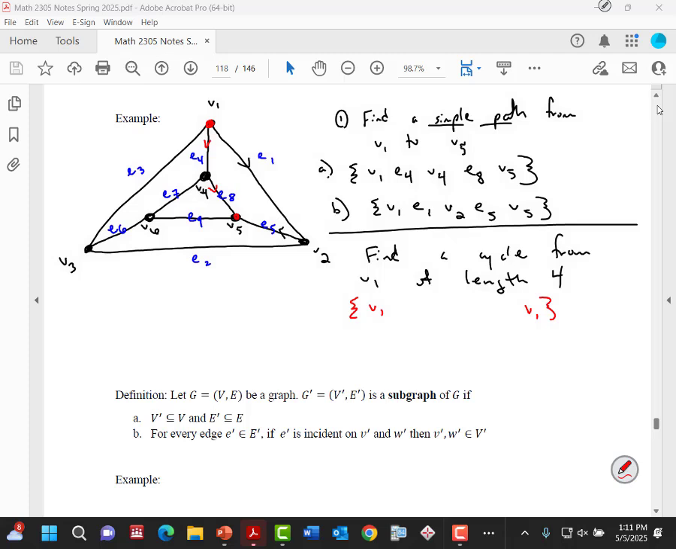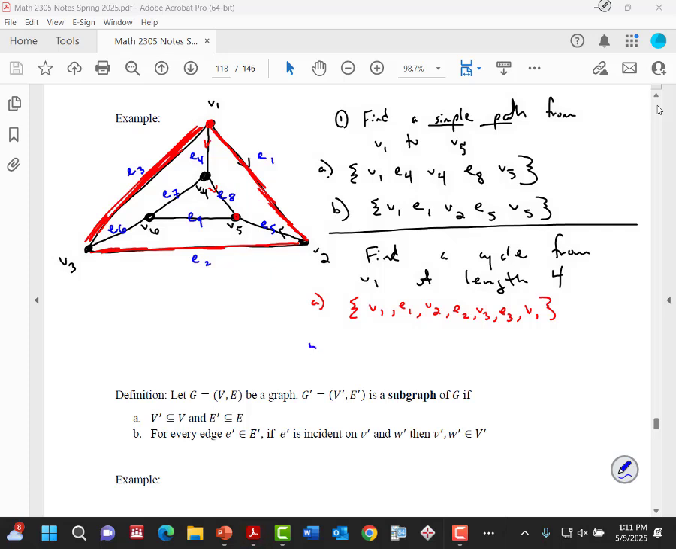I could go, and this is by no means unique, I could go V1, E1, V2, E2, V3, E3, back to V1. That is this route right here. In essence, I am traversing this outer triangle like so. Now, that's not the only cycle.